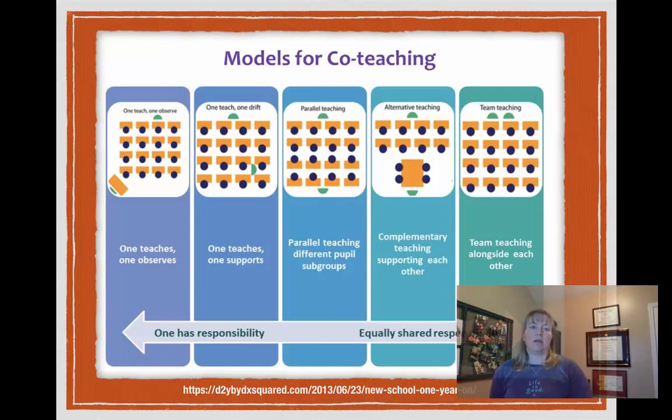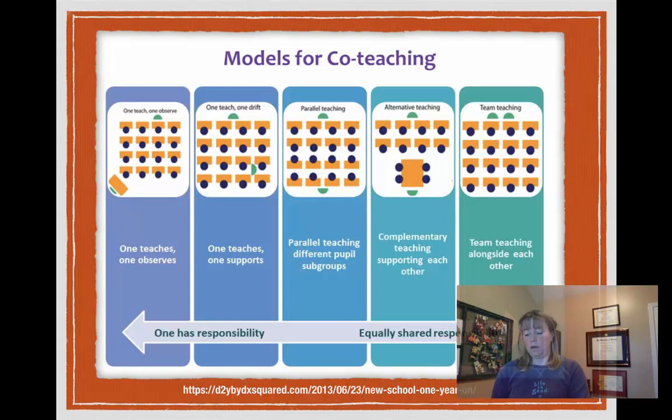So if we take a look at one teaches, one observes, okay? That's where one teacher has the primary responsibility of teaching the content. One's just there observing, ensuring that students are participating, okay? Then as we move across the spectrum, we've got one teaches and one drifts. And so here we're talking about one is teaching and one is providing support.